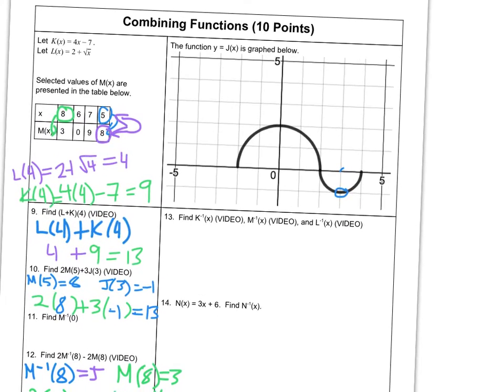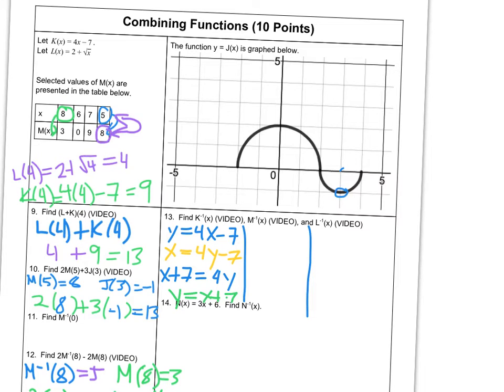Alright, the last part of this are some inverses. I decided to put a few examples in the video this week because I know that's something you've been struggling with. I'm going to do each of these kind of separately here. So k inverse of x, we're going to start with y equals 4x minus 7. I'm going to switch my x and y. That's always the first step of the inverse, x equals 4y minus 7. I'm going to add 7 to both sides, so we get x plus 7 is equal to 4y. And finally, divide both sides by 4, and I get a value of y is equal to x plus 7 over 4.